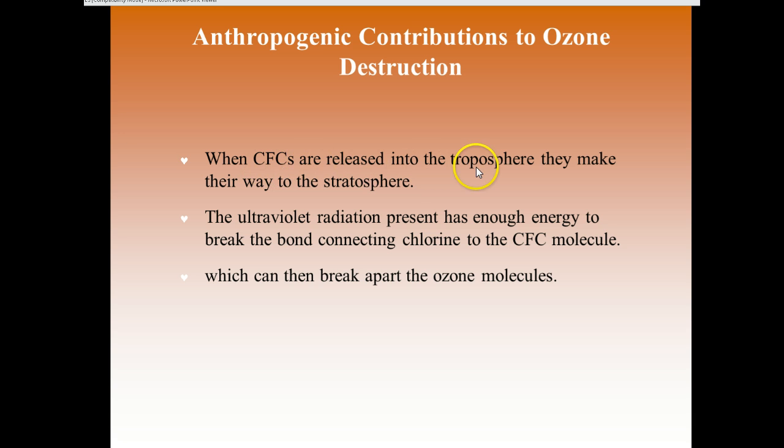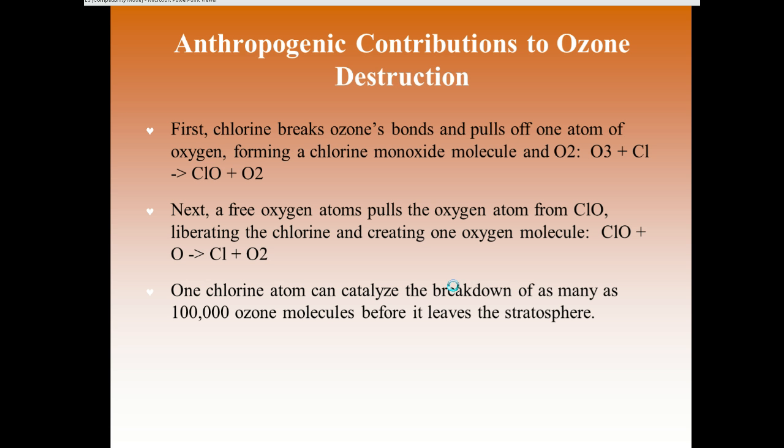So CFCs are released where we live, on the surface of the Earth, and they are so light that they can just go way up into the stratosphere. So it takes a while, but they get up there. The UV radiation that's up there has enough energy to break the bond connecting chlorine to the CFC. So then you just have one chlorine out there, and it's going to be able to break apart ozone molecules.